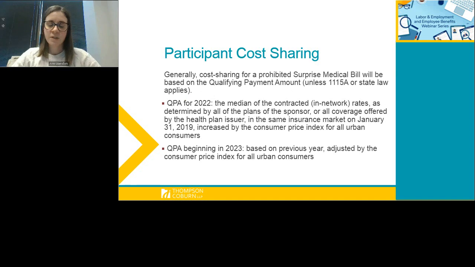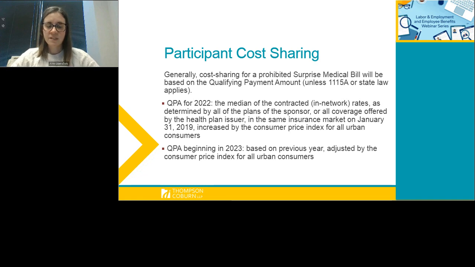So what is the participant going to owe when there is one of these surprise medical bills? Generally, the cost sharing, as we talked about in the last slide, is going to be what's called the qualifying payment amount. There are a couple of other laws that may apply to set the amount of cost sharing. One is Section 115A of the Social Security Act. So that's the first source that you would look to see if there is a cost sharing amount set forth there. If not, then if you're in a state that has a balance billing law, you would look to that for the participant cost sharing amount. If neither of those apply, then you look to this qualifying payment amount.